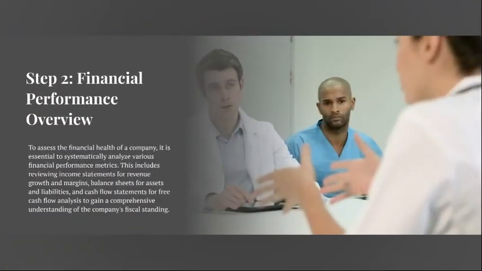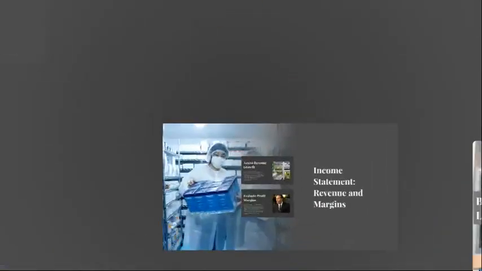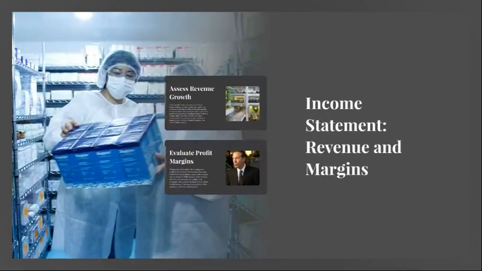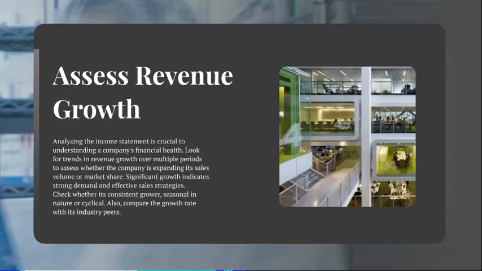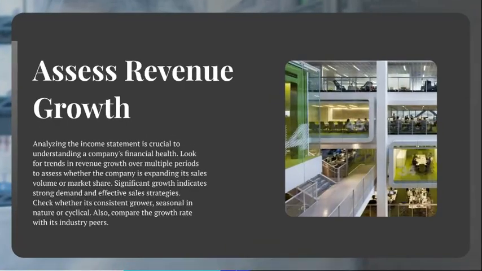Once you're comfortable with the insights from step 1, move on to step 2, which is analyzing the company's financial performance. Start with the income statement. Check the company's revenue, sales growth, and profit margins. Analyzing the income statement is key to understanding a company's financial health. It shows quarterly or annual performance, helping you track revenue trends over time.